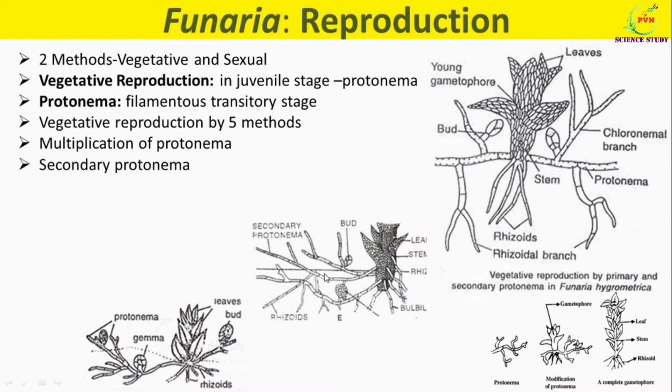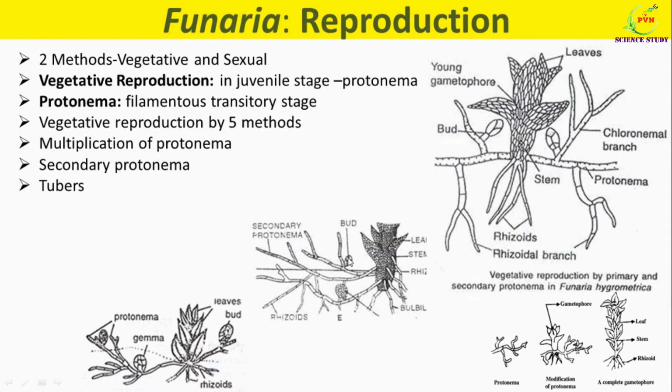Then the second method is secondary protonema. Any cells of the injured portion of the leaf, stem or the rhizoid develop into filamentous structures when the conditions are favorable. These are called secondary protonema, as you can see here. The buds on the secondary protonema develop into new gametophores.